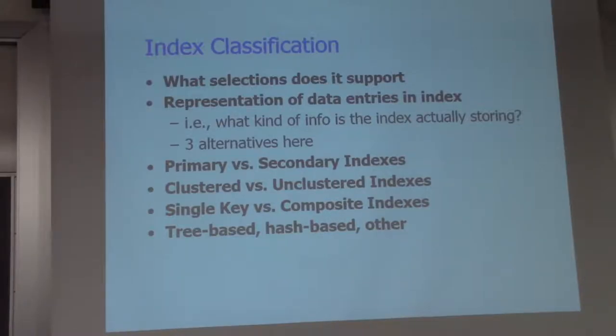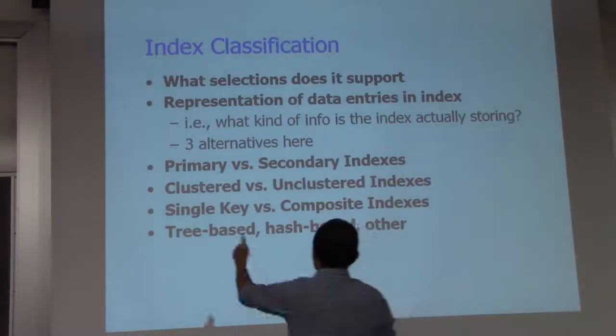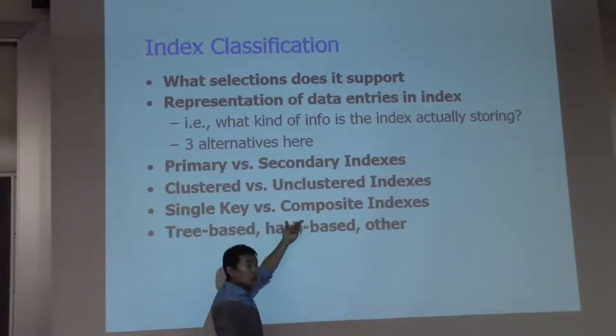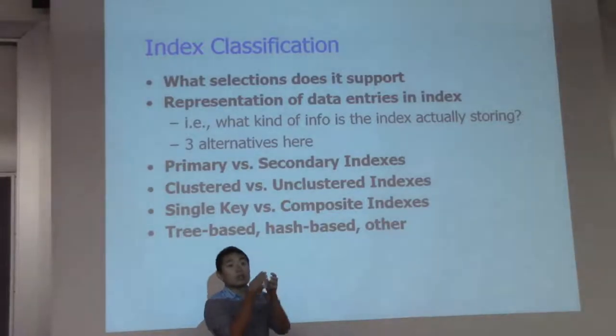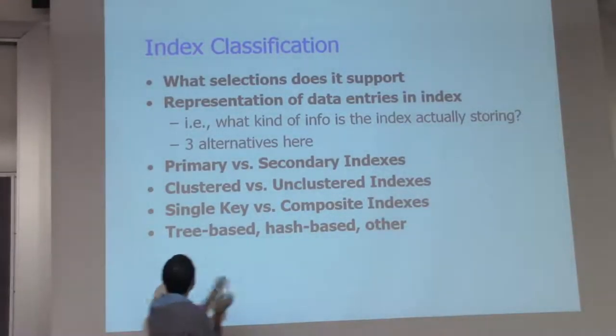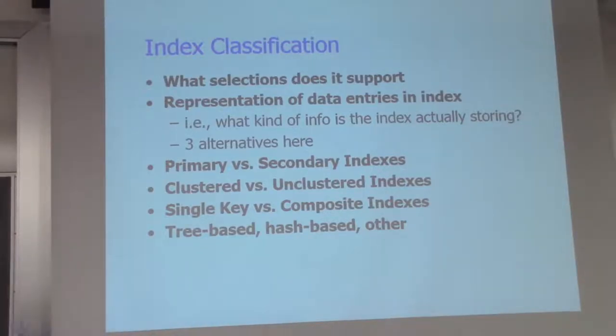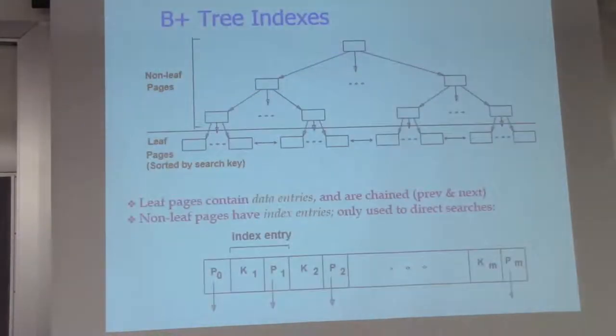There's another really important concept called clustered versus unclustered index, which goes into the definition of clustered file and unclustered file, which we will talk about in a minute. Then we have single key versus composite key indexes, which is what Sveta has asked, essentially whether your search key field is a single attribute or multiple attributes. Okay. Tree-based and hash-based index structures. So those are different classifications.